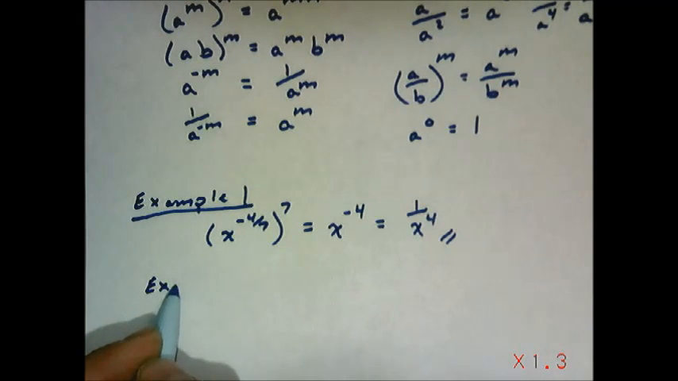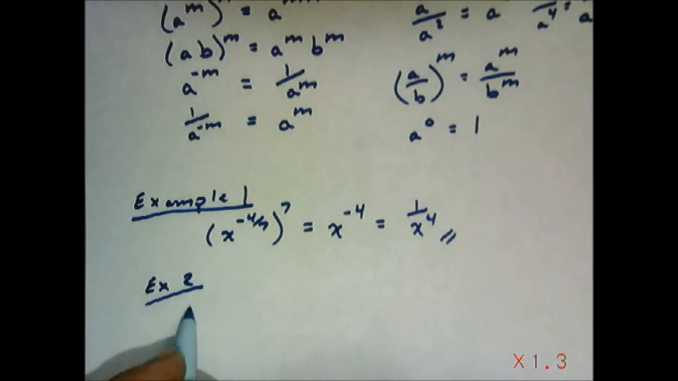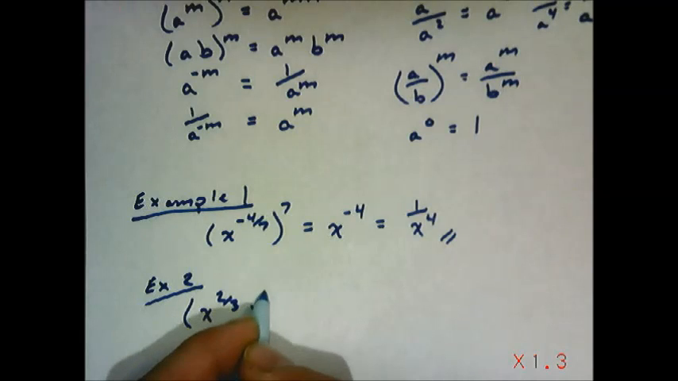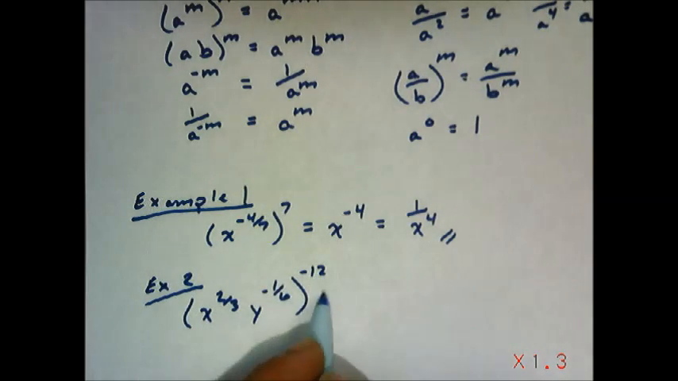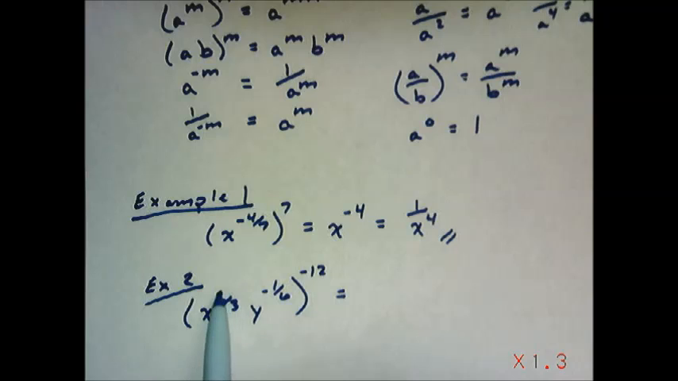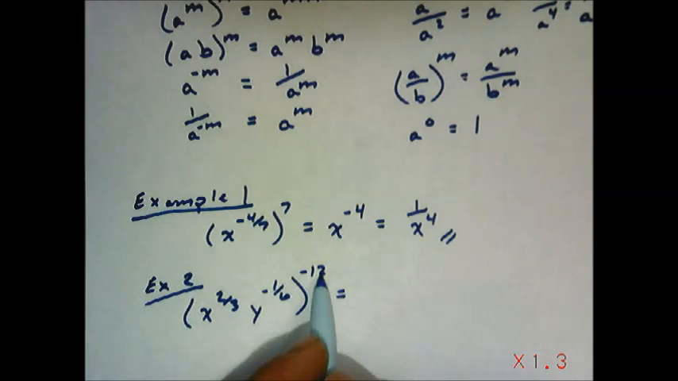In example 2, let's get a little more complicated, and we're going to throw x to the 2/3 times y to the negative 1/6 all to the negative 12th. Here what I'd like to do is multiply this negative 12 by 2/3 and negative 12 by the negative 1/6. Since our denominator is not the same as our numerator, we can go ahead and write this as a fraction.